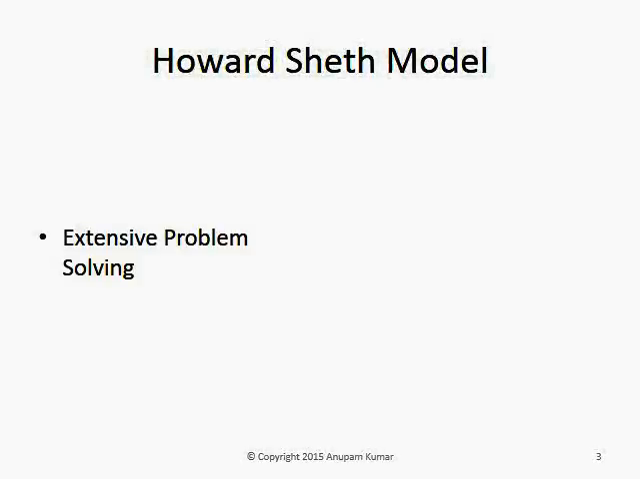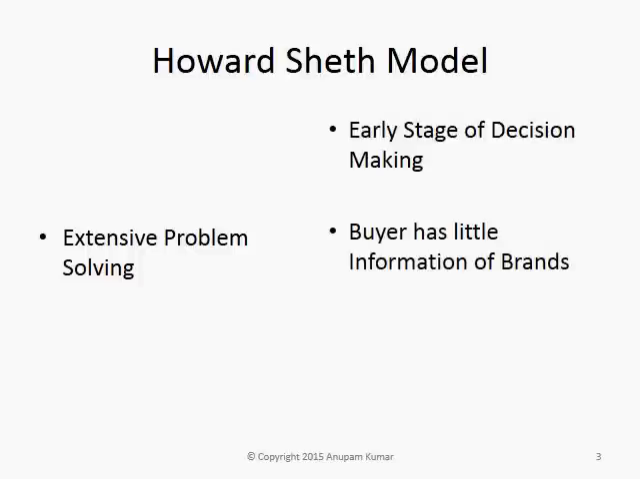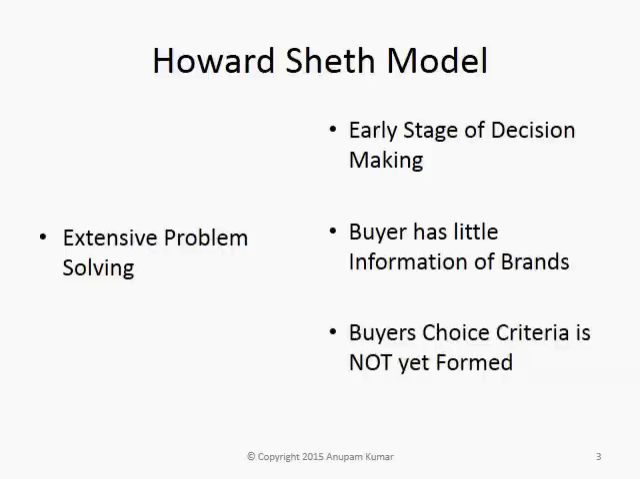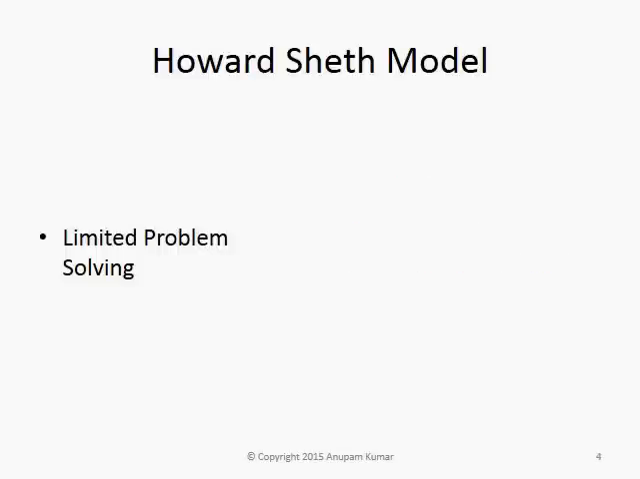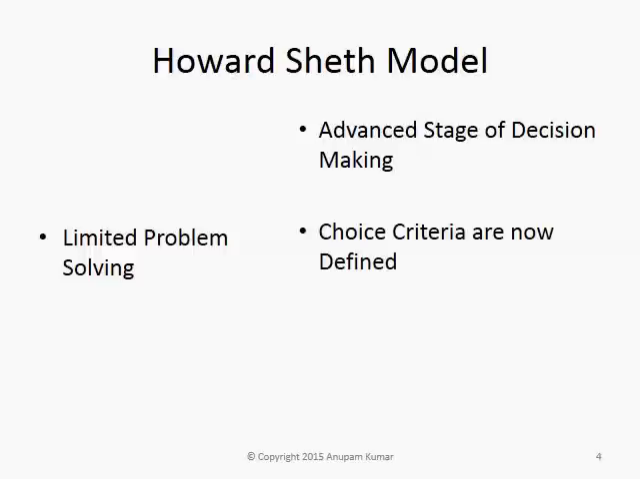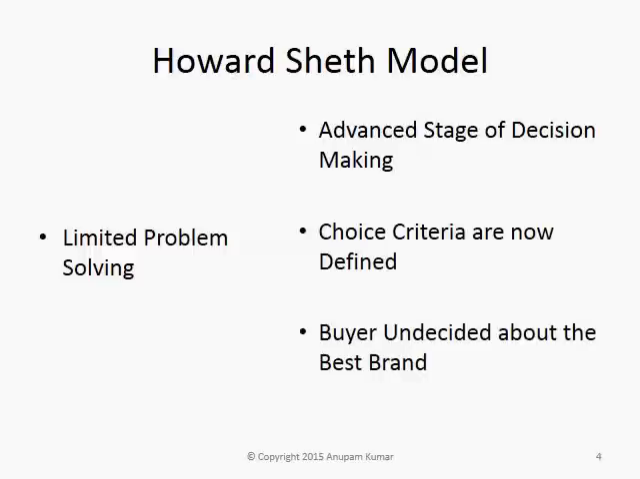Now, coming to extensive problem solving. What is this extensive problem solving? It is the early stage of decision making when the buyer has little information of the brand and the buyer choice criteria is not yet formed. In the limited problem solving, it is the advanced stage of decision making where the choice criteria are now defined while the buyer is still undecided about the best brand.